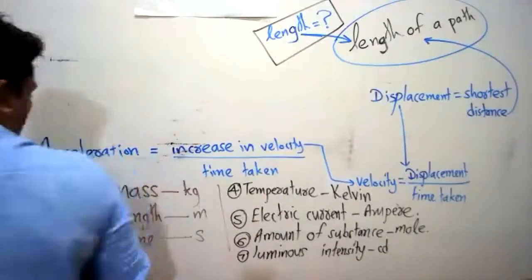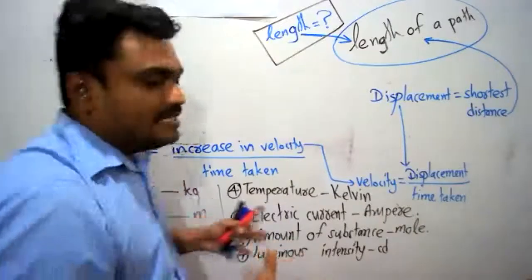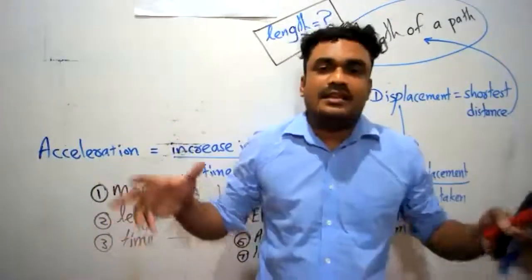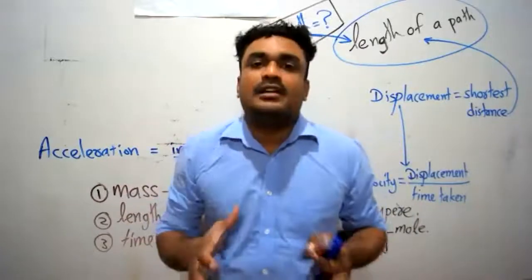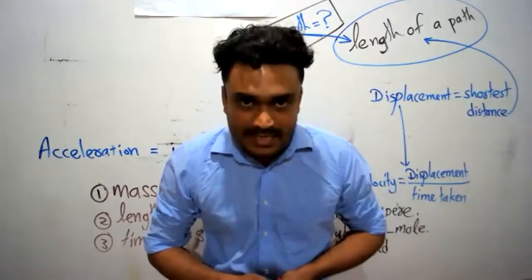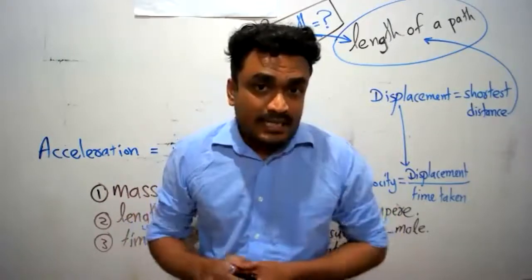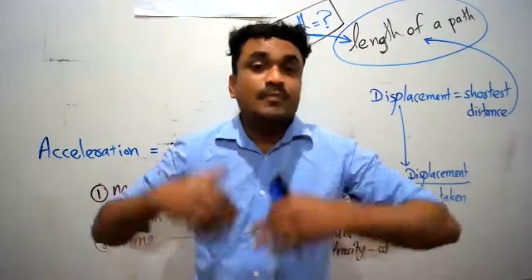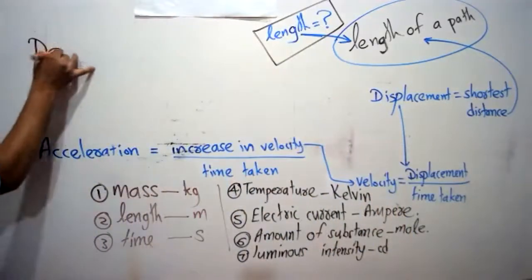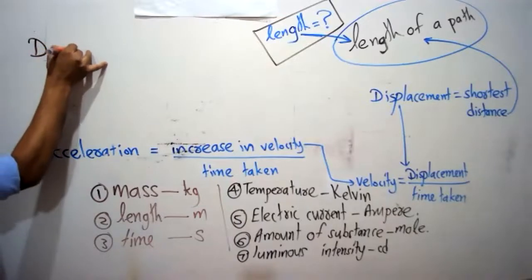So now there are some physical quantities that can be defined, and some physical quantities that cannot be defined. The physical quantities which can only be measured are known as fundamental physical quantities. The physical quantities which are able to be defined are known as derived physical quantities. What are they called here?